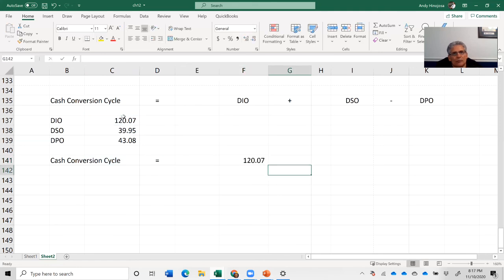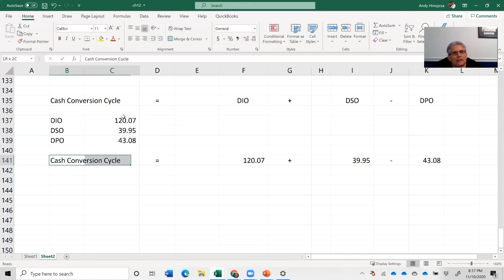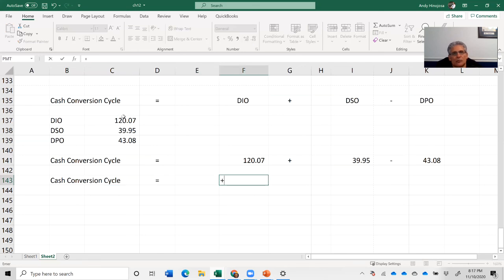So now that we have the numbers, DIO 120.07 plus the DSO 39.95 minus the DPO 43.08. Cash conversion cycle is computed by taking 120.07 plus 39.95 minus 43.08. Our cash conversion cycle is 116.94.